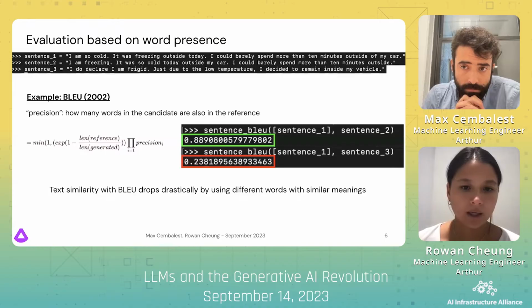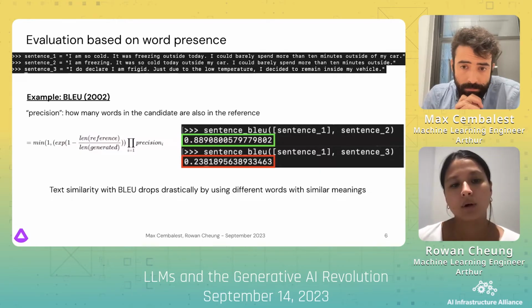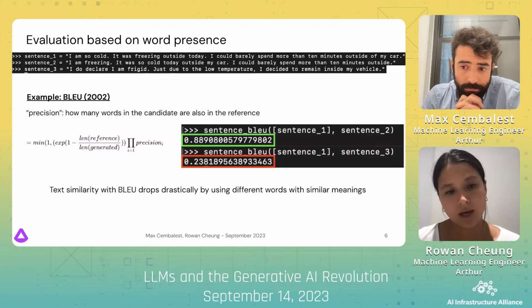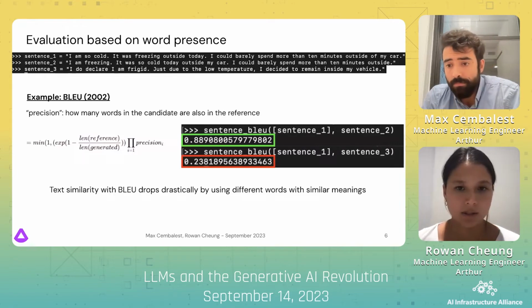So looking at a very common metric in this category, the BLEU score, and how it rates these 2 sentences. Essentially what BLEU is looking for at a very high level is how many words in the candidate model generated output also occur in the reference words or n-grams.